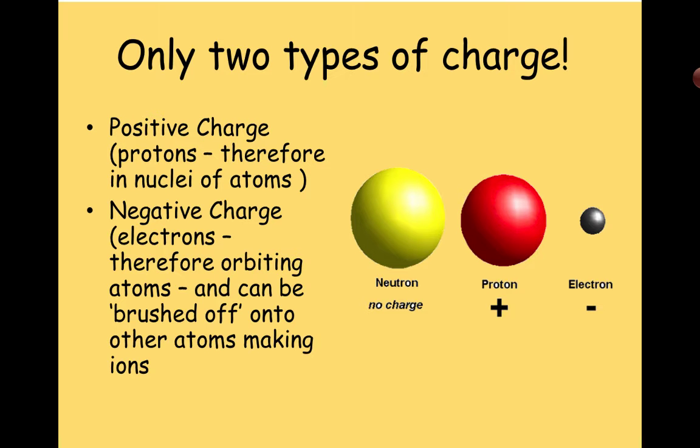Okay, now there are only two types of charge. There are what's called positive charges, and it's the protons in the atom that have the positive charge, and protons are found in the nucleus. The negative charge is the electrons, and these are orbiting around, and they can be brushed off onto other atoms, making ions. The neutron, also in the nucleus, has no charge at all. So you've got proton positive, electron negative.